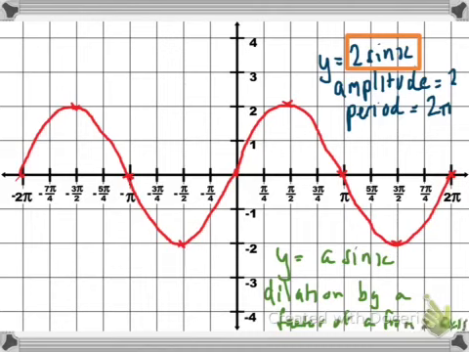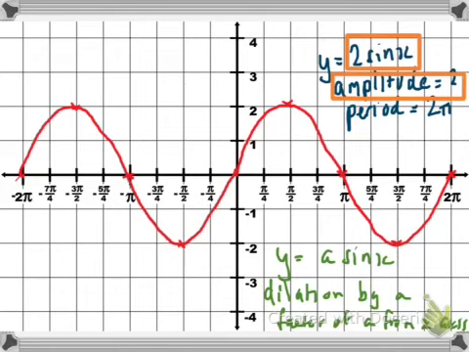You might notice that the period hasn't been changed. The period is still 2 pi. Okay, so the distance for one full wave is still 2 pi. That hasn't changed. What has changed has been the amplitude. The amplitude is now 2. And if it was 3 sine x, we'd go up to 3 and so on.